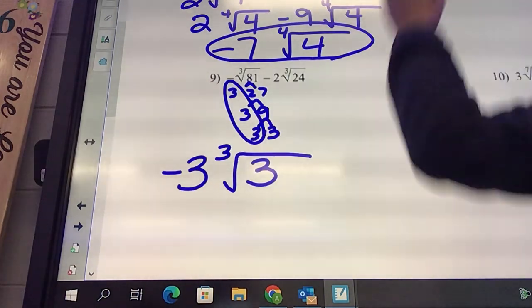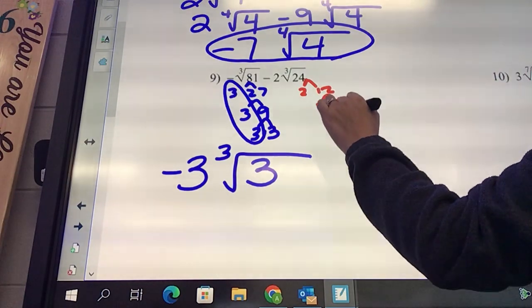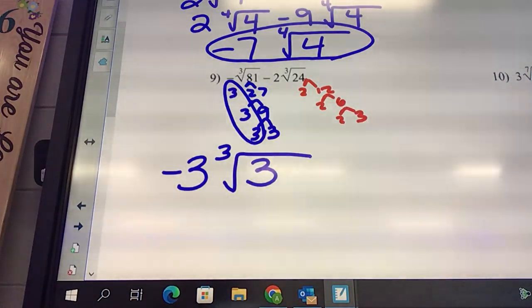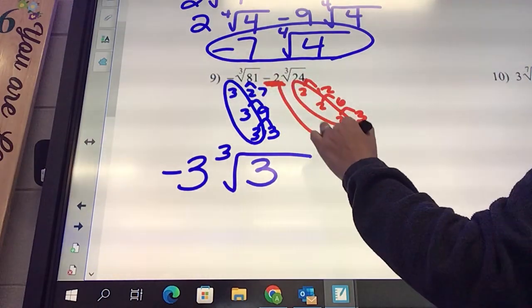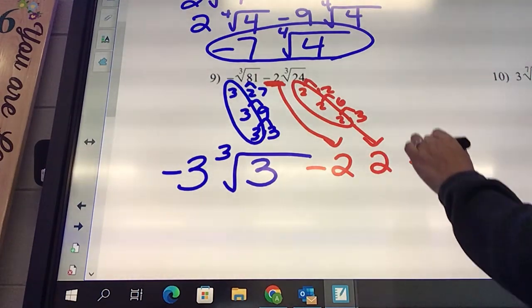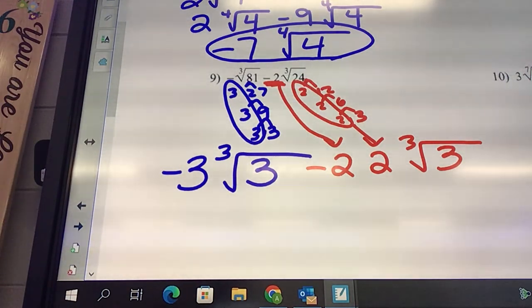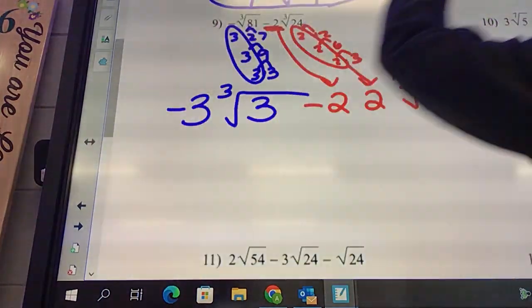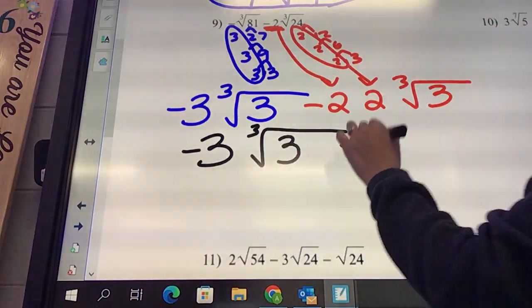And then for the 24, okay, what do we got? 2 and 12, 2 and 6, 2 and 3. So who can go? One group of 2. Okay, so these 2's can go. So first you have this minus 2, and then we have this group for this 2. Okay, so what does that 2 and 2 become? Okay, so we're gonna get negative 3 cube root 3 minus 4.